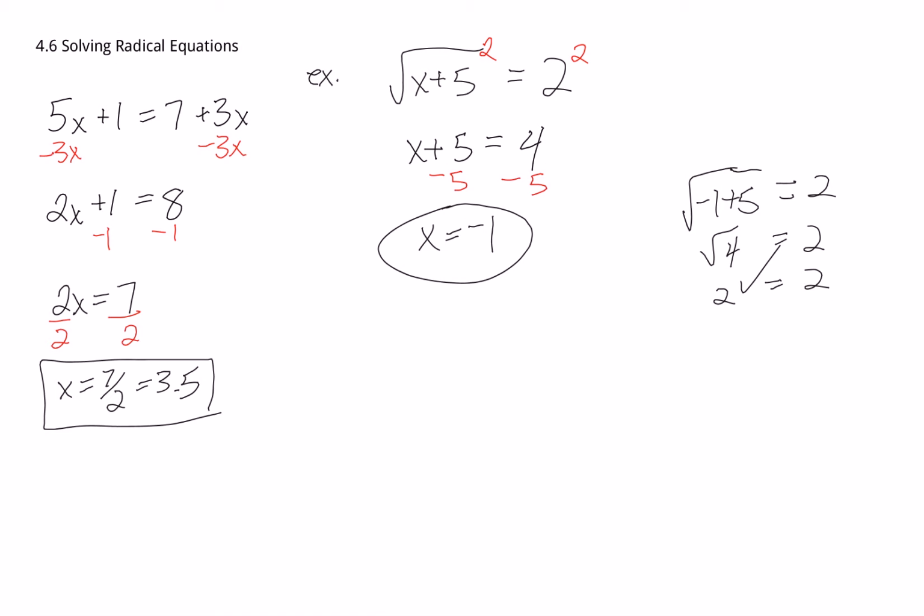So let's try another one, a little bit harder. If I give you 3 times the square root of x minus 2, plus 4, equal to 13. When we solve this, what we want to do is the same thing. We want to get the x by itself, but before that, we've got to get the root by itself. So we'll get rid of the 4 first. So we have 3 times the square root of x minus 2 equal to 9.